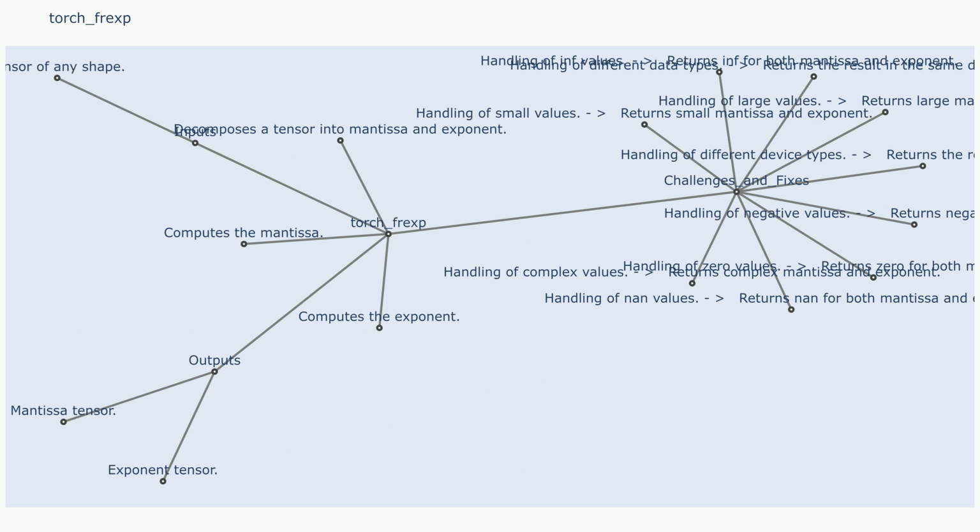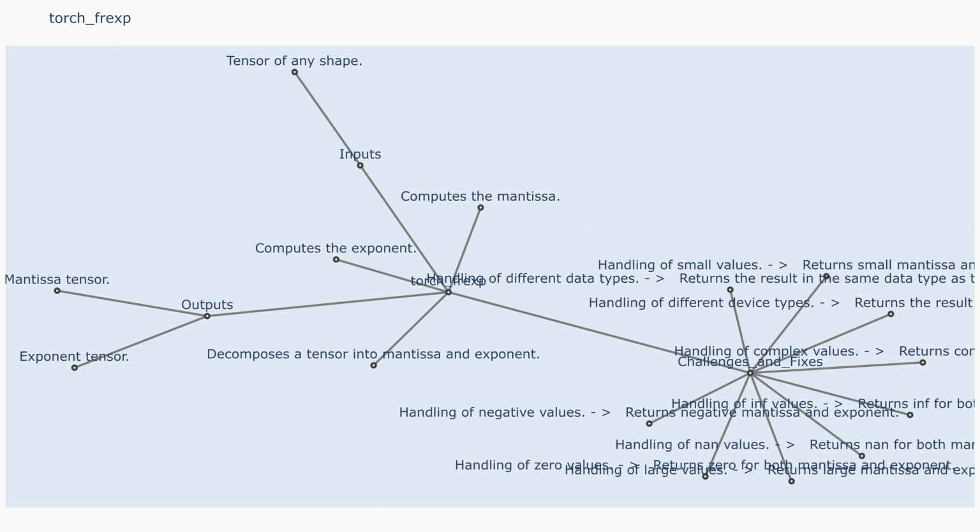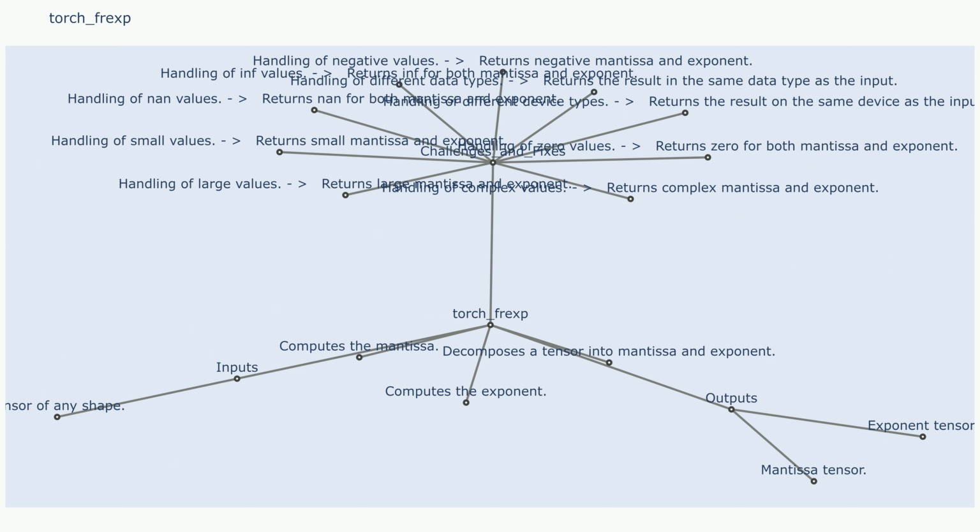Inputs. Input 1: the input tensor containing the floating point numbers. Outputs. Output 1: a tensor containing the mantissa components of the input tensor. The mantissa values will be in the range 0.5 to 1, exclusive of 1. Output 2: a tensor containing the exponent components of the input tensor. The exponents are integers representing the power of 2 that multiplies the mantissa to obtain the original number.